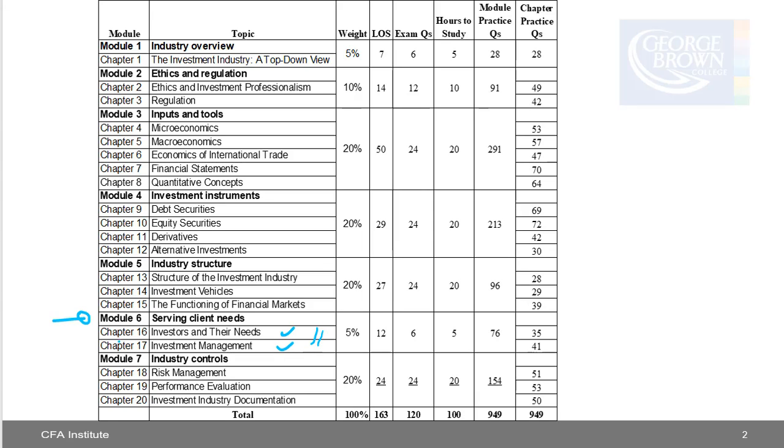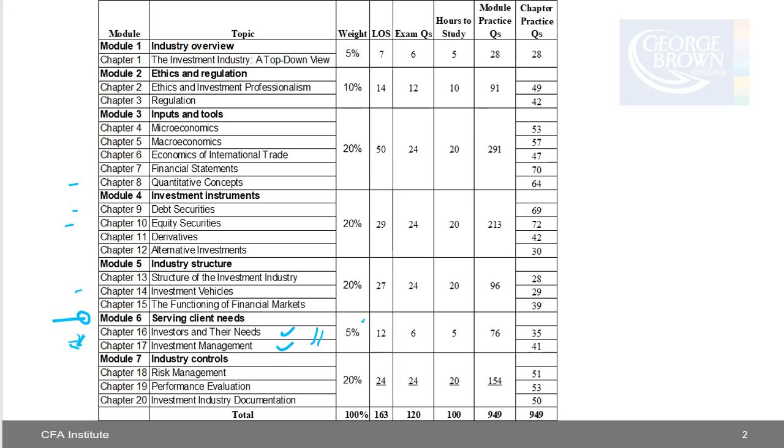I must say these are two of my favorite chapters. It's where a lot of things come together. Things that we've been studying in the debt securities, the equity securities, the quantitative concepts, the investment vehicles. It all starts coming together now because we start moving into investment policy statements and portfolios. So it's a really good module.